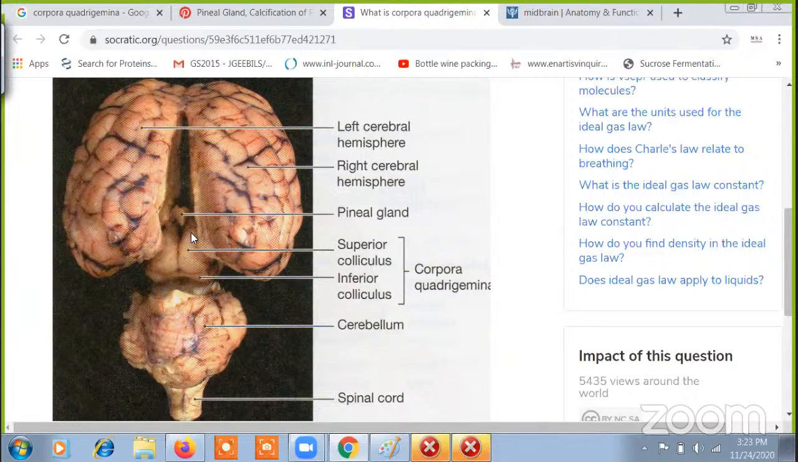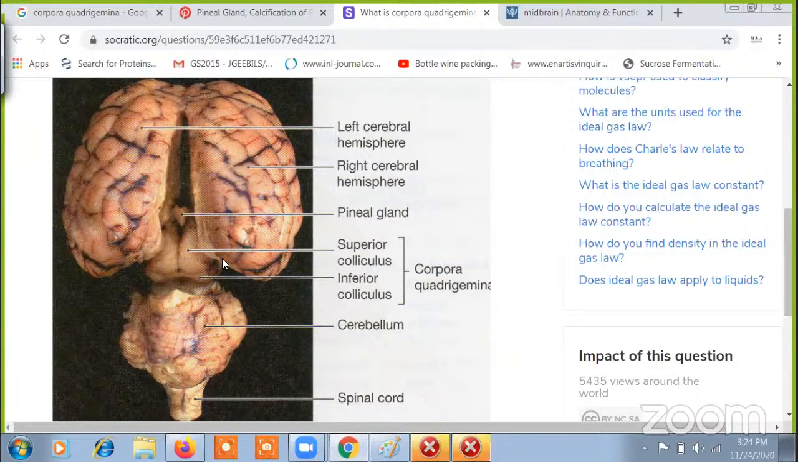Two upper regions, and two lower regions. These two upper and two lower are the four regions you can find on the dorsal side of the midbrain. These four regions are called corpora quadrigemina. If you want to note it down: corpora quadrigemina are four rounded elevations on the dorsal surface of the midbrain.